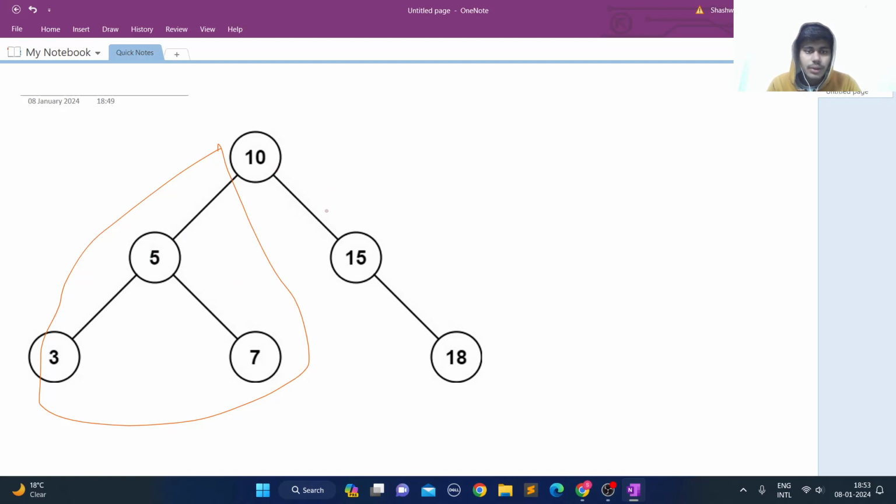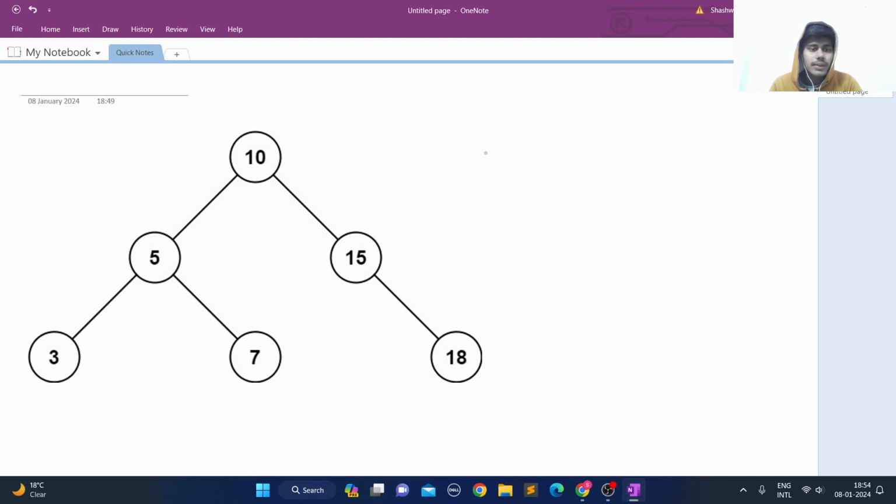Similarly, you can see on the right hand side, 15 is greater than 10, and it is situated on the right hand side, and then 15 does not have its left child, but it has its right child, and it is greater than that. So it is following, and it is complete, and it is a binary search tree. So now we have understood what a binary search tree is. Now we come to range sum BST. Now what does the question say?